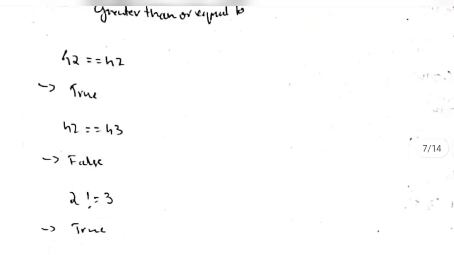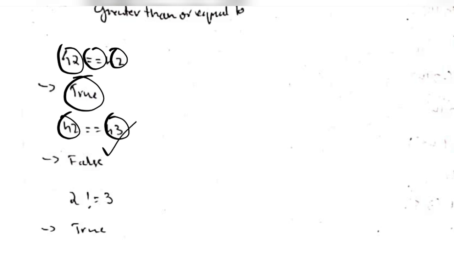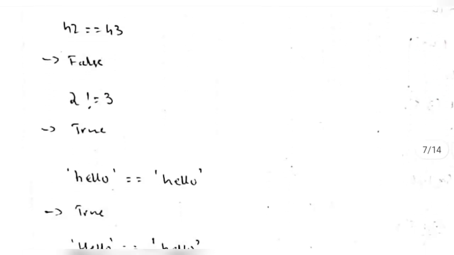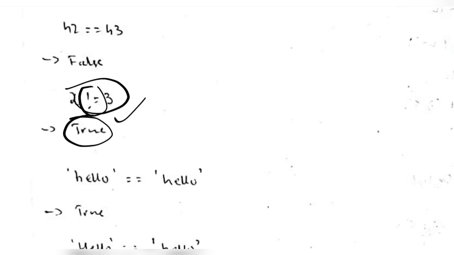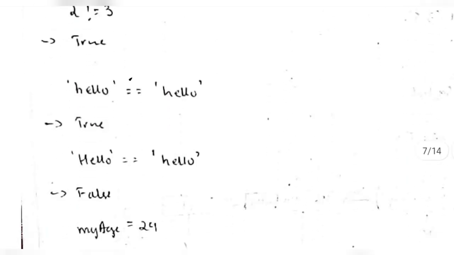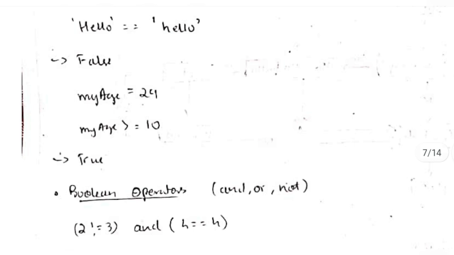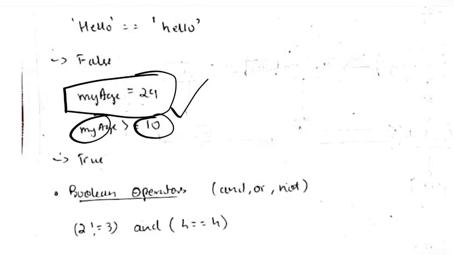For example, 42 double equal to 42 means it compares, and that is true, and 42 double equal to 43 is false because it's not equal. If I write 2 not equal to 3, that is true, 2 is not equal to 3. And hello double equal to hello is true, but if there is a single letter different, like capital H and small h, it will not be equal. For the greater than or equal to operator, my age is equal to 24 and my age is greater than or equal to 10, it's true, so it will return true.